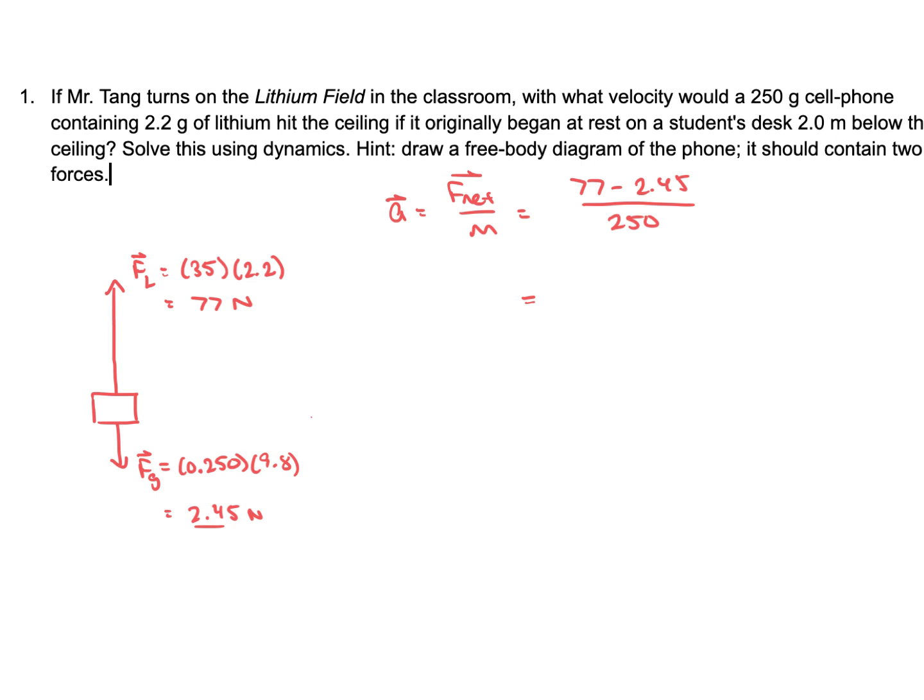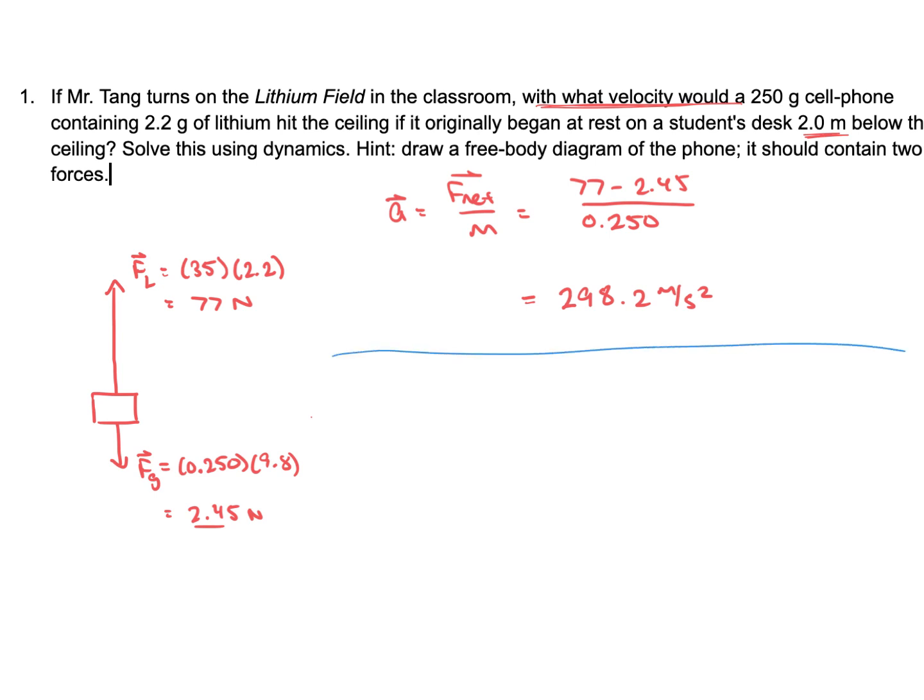And actually, it should be 0.250 because in Newton's second law, the mass should be in kilograms. So this gives me an acceleration, very large, 298.2 meters per second squared, which can be used to solve what the question is asking, which is to find the final velocity after it hits the ceiling. So it's going to rise up by a displacement of 2 meters.